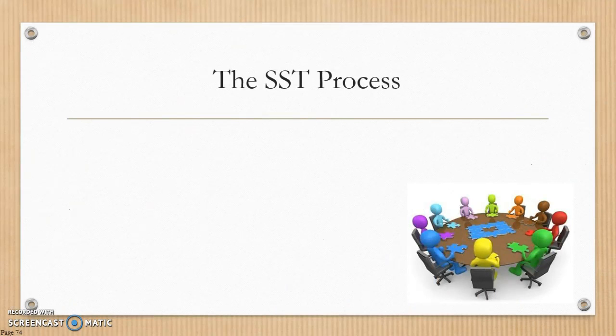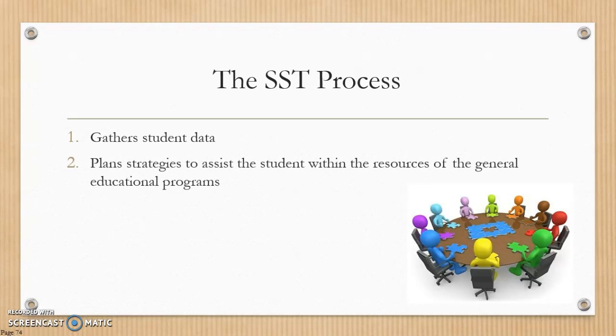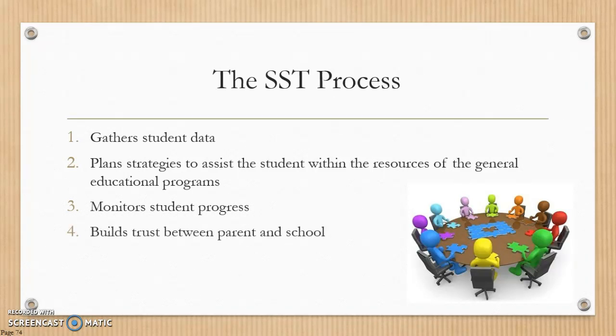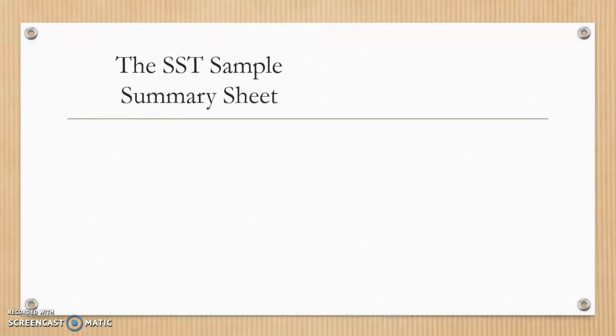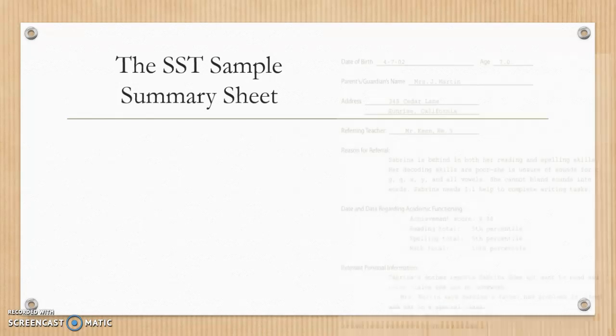The SST process starts with gathering student information, and then plan strategies to assist the student within the resources of the general educational programs, and then monitor student progress. Fourth, builds trust between the parents and the school. Fifth, makes referrals for formal evaluations when needed. And that's it. Then we move on to the summary sheet.